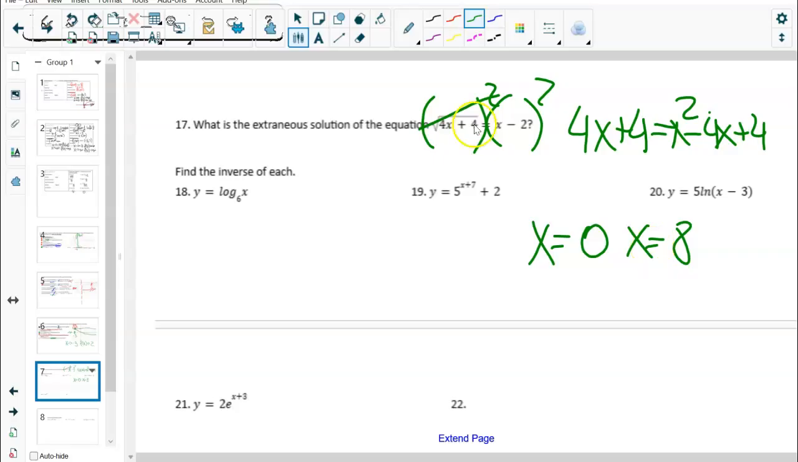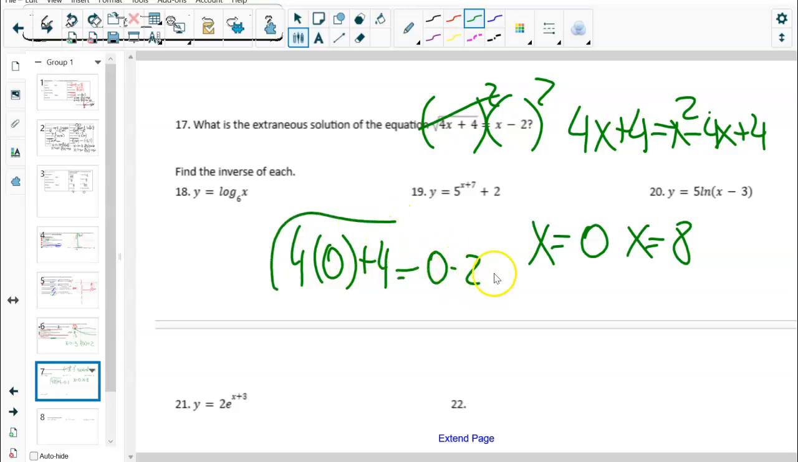And you can plug them back into the original equation and say, okay, square root of 4 times 0 plus 4 equals 0 minus 2. So this is going to be 4 times 0 is 0, plus 4, it's 4. Square root of 4, it's 2, does not equal negative 2. That's why it's not true. Left does not equal the right, okay? So your extraneous solution is 0. That should be your answer for this question, okay?